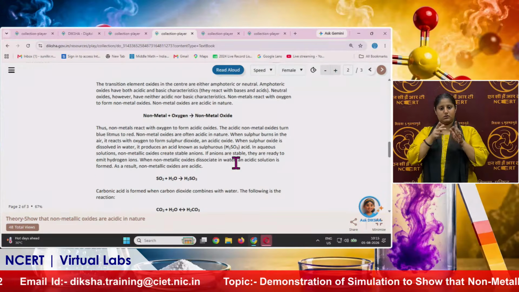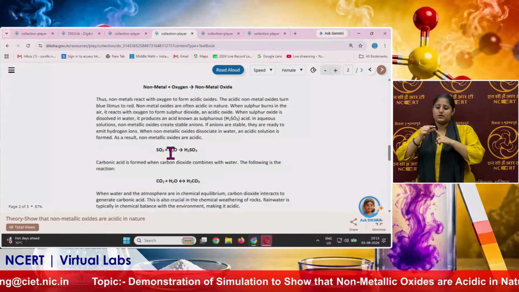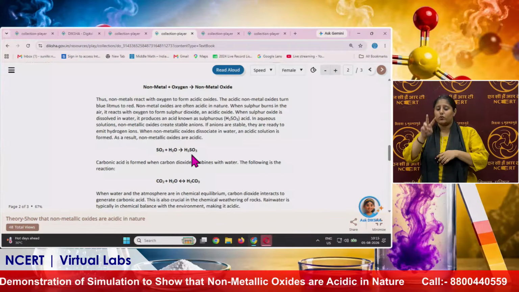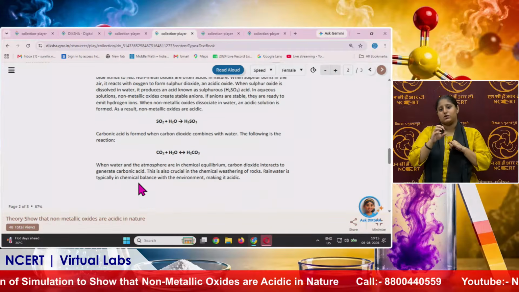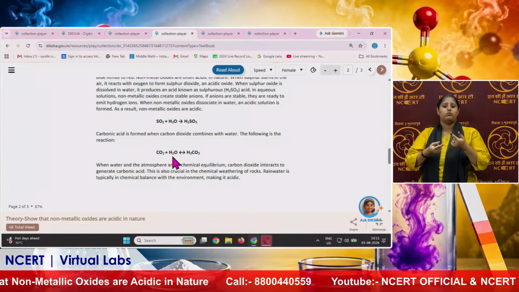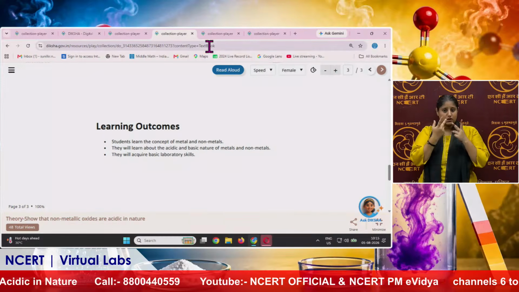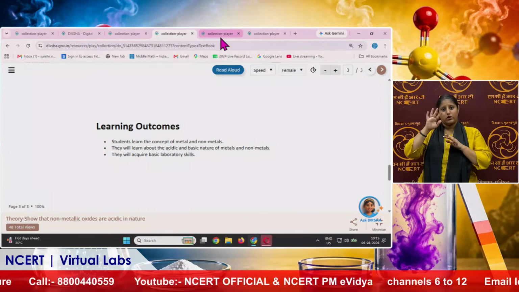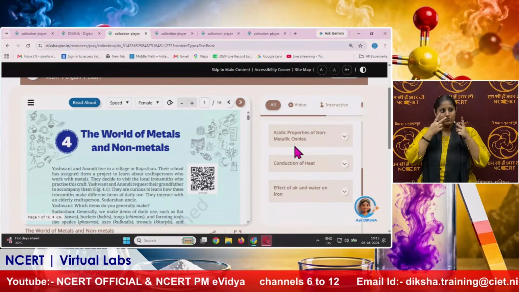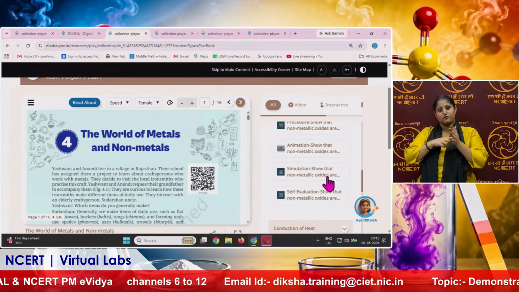So non-metallic oxides are acidic in nature, and the reaction involved is non-metal plus oxygen forms non-metal oxide. Here are some examples: sulfur dioxide, SO2, reacts with H2O to form sulfurous acid, that is H2SO3. And carbonic acid is formed when carbon dioxide, CO2, reacts with water. These are some of the examples. After the theory, now we will perform the simulation part, which is here, under simulation: show that non-metallic oxides are acidic in nature.